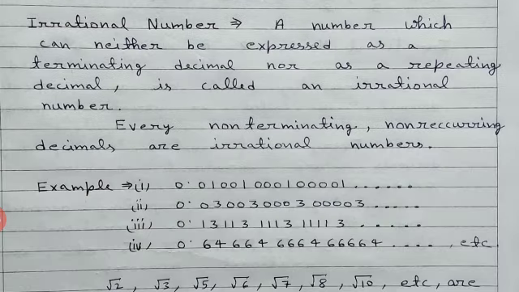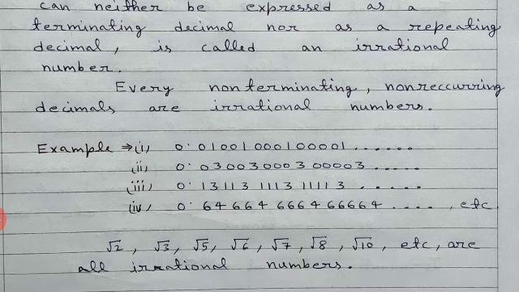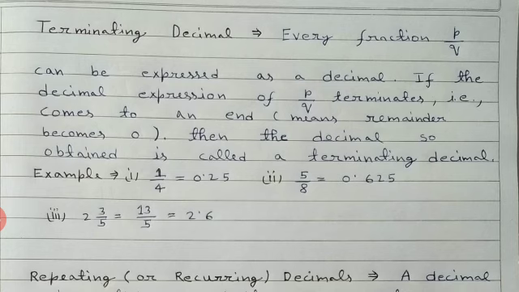Our second topic is irrational numbers. Irrational number: a number which can neither be expressed as a terminating decimal nor as a repeating decimal is called an irrational number. Every non-terminating, non-recurring decimal is an irrational number. Here are some examples. Students, two words came here. First one is terminating decimal and the second is repeating decimal.